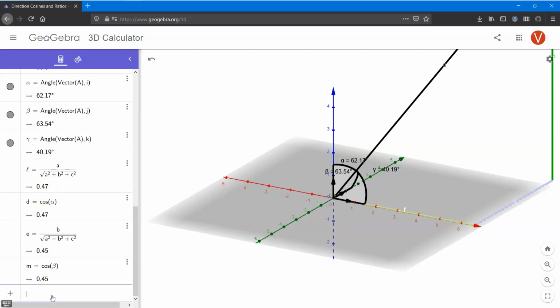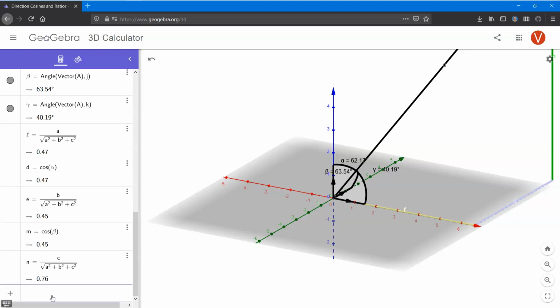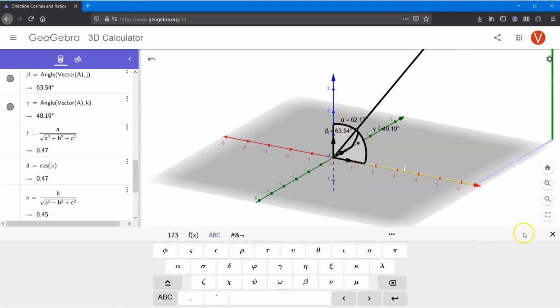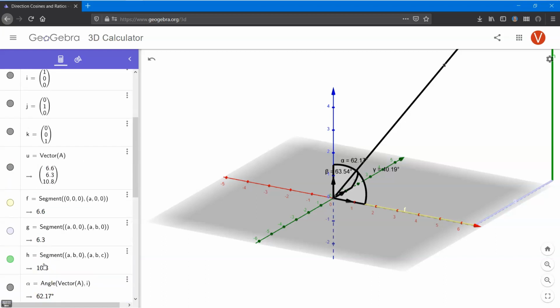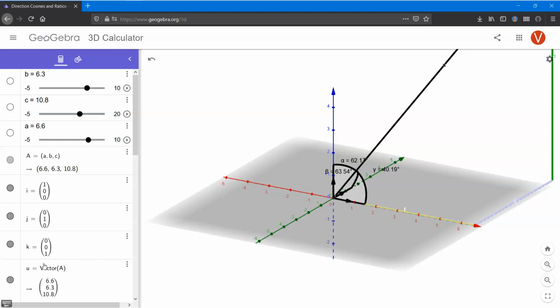Yes. So similarly, we have C divided by square root of A square plus B square plus C square. And if I say cos of gamma, 0.76. Yes. So I think you got the idea of direction cosines and direction ratios. If the x, y, and z values are in proportion, then the angle doesn't change. Or in other words, the angle doesn't depend on the length of this vector.